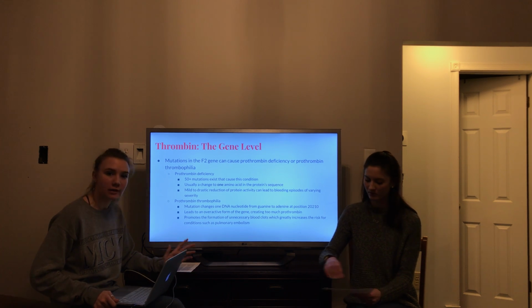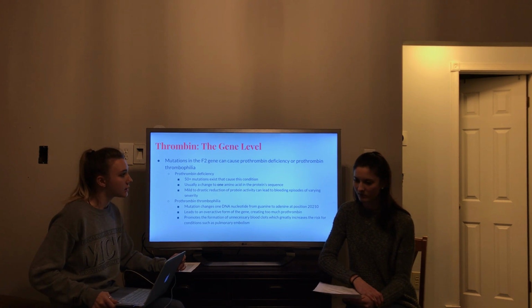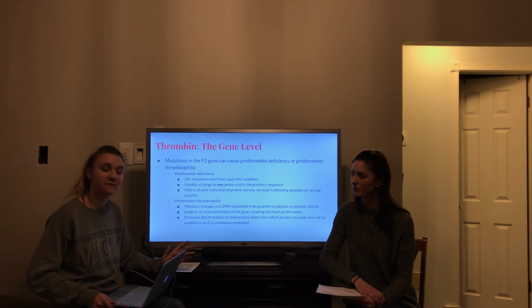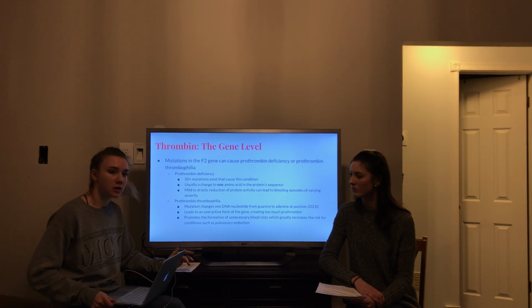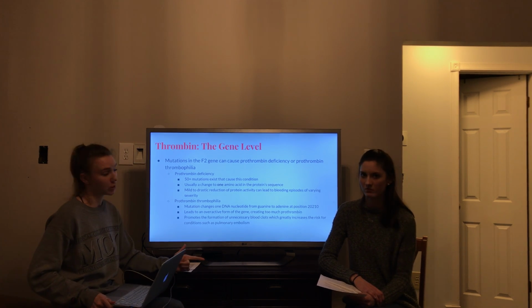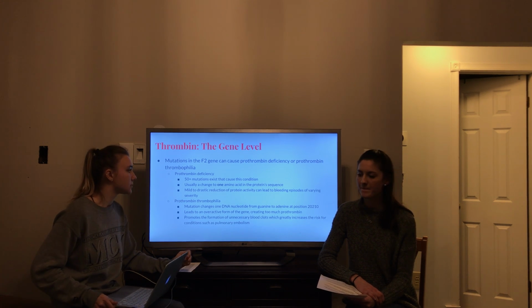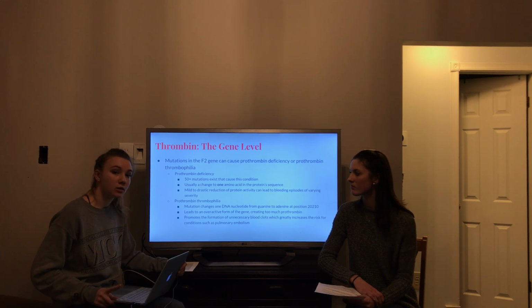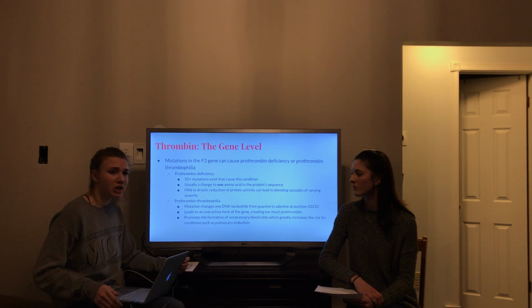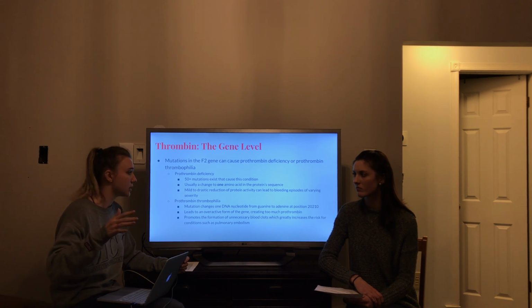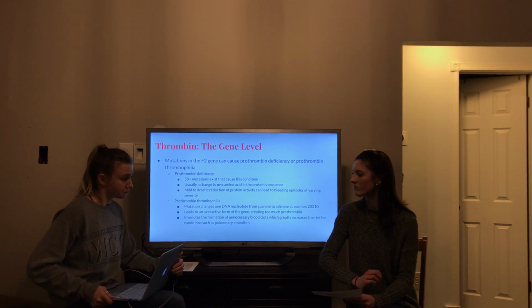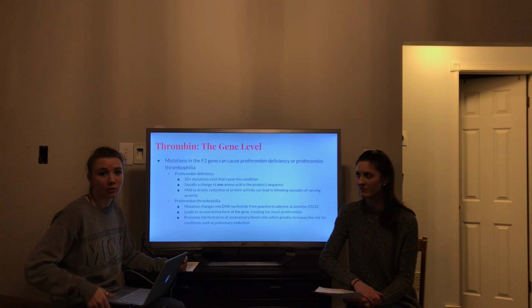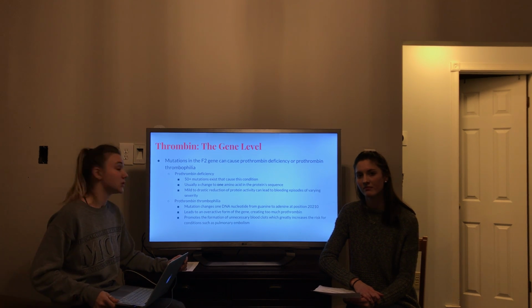Mutations can occur, like in any gene, in the F2 gene, and the two main causes these mutations create are prothrombin deficiency or prothrombin thrombophilia, so too little prothrombin or too much prothrombin. The deficiency is caused by 50-plus different mutations that usually change one singular amino acid, which can lead to a varying decrease or increase in protein activity. That leads to bleeding episodes of varying severity. So you can bleed out, or you may not notice that you have a mutation at all.